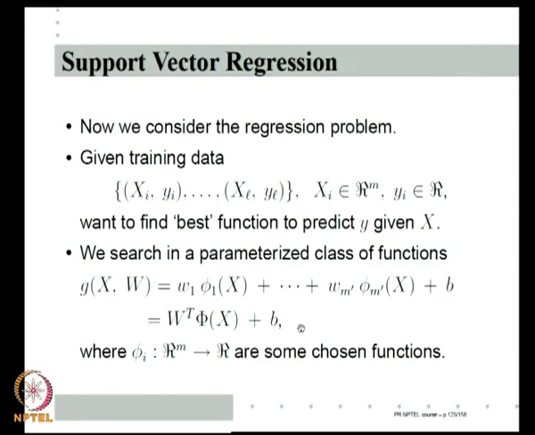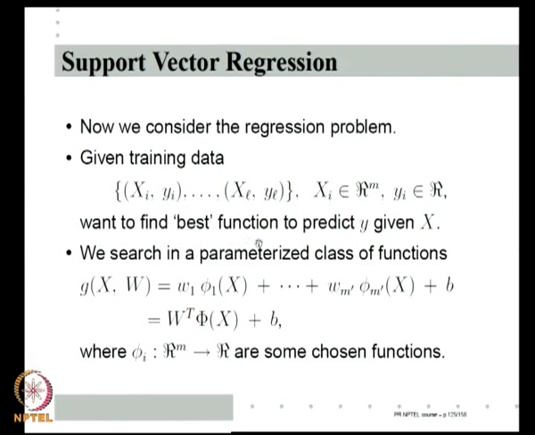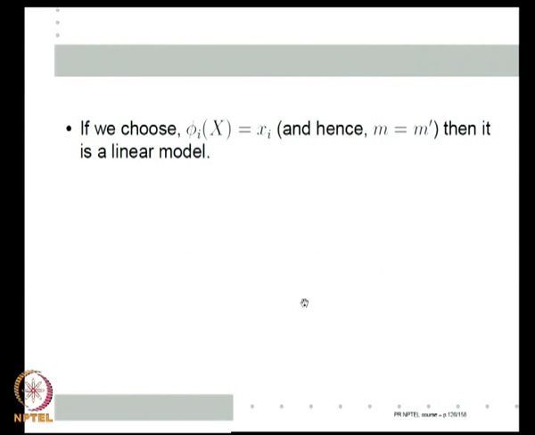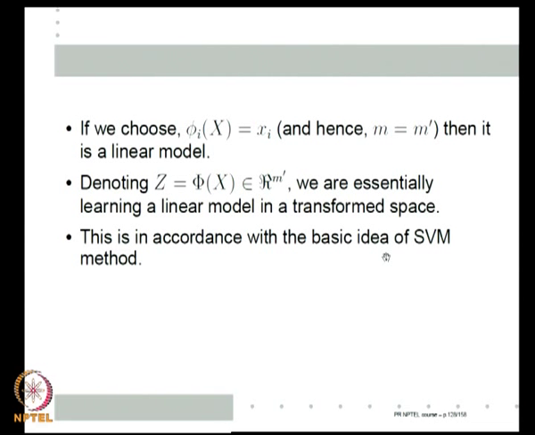Now, basically there are two ways of looking at it. Of course, if you choose phi i(x) equal to xi, the ith component, then m prime is equal to m, and it is simply your w transpose x plus b, your linear model. Otherwise, as we said, it is like choosing some fixed functions, but what we are going to do is think of z as capital phi of x. So, transforming m dimensional x to m prime dimensional z, and then we are essentially learning a linear model in the transformed space. This is the basic idea of SVM.